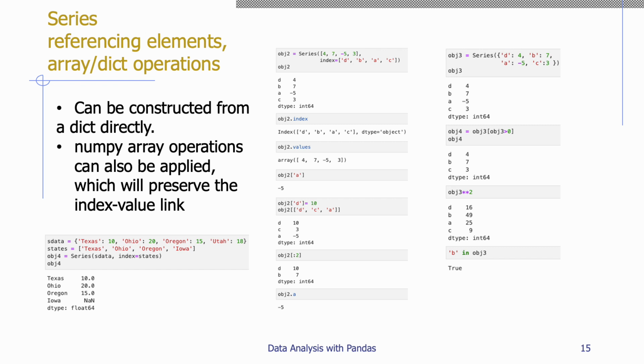And there's another syntax: if 'b' in obj3, this is going to return a boolean. If b is in obj3, it's going to return True. If not, it's going to return False.